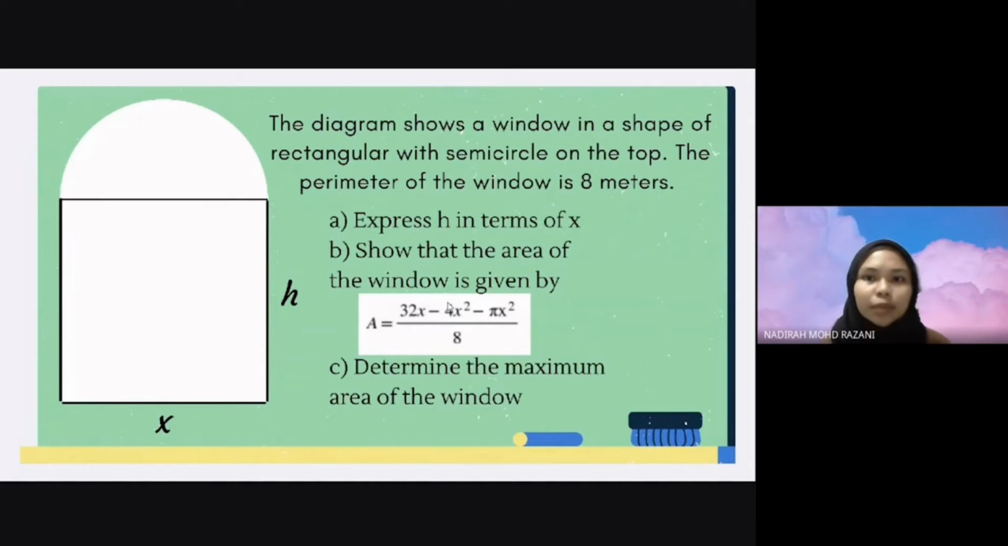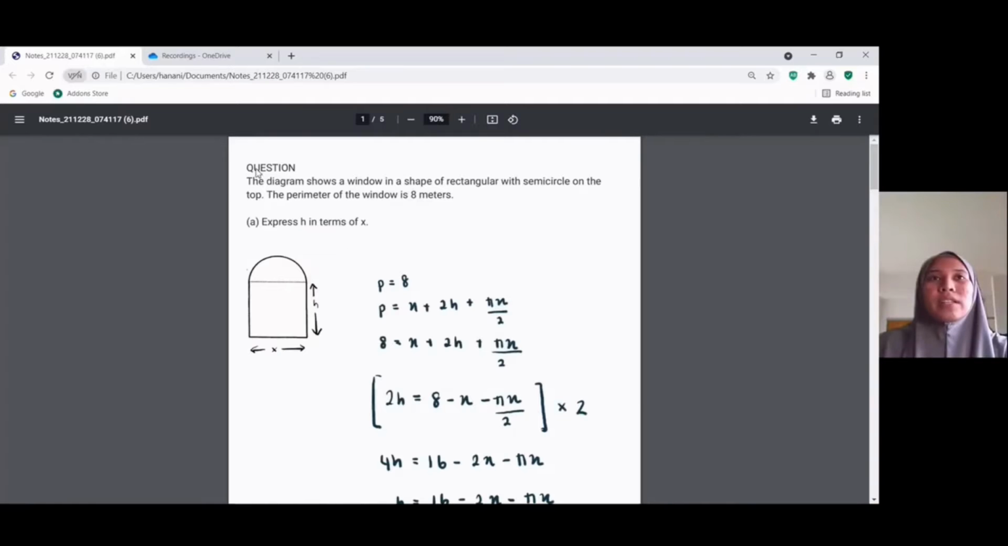Now, let's solve the problem. The question given is the diagram shows a window in the shape of rectangular with semicircle on the top. The perimeter of the window is 8 meters. A. Express H in terms of x. So this is the diagram given. This is the x and this is the h, which represent the rectangular shape, and this is the semicircle. From the information we got from the question above, perimeter is equal to 8 meters, so that's why we got here. And we also know the perimeter is the outer line of this diagram.